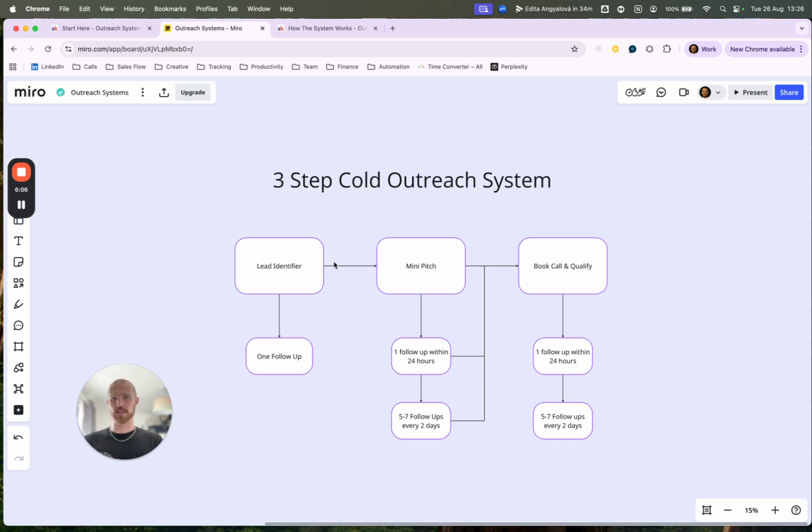So, guys, that is the entire system. Lead identifier with 1 follow-up. If they don't respond, we put them in a re-engage, and then we use the intent-based outreach to reach out to them. All right. If they say yes to the more information with the identifier, we literally just send the mini pitch. If they don't respond, 1 follow-up in 24 hours, and then 5 to 7 following up every 2 days. And then again, if they say yes to the mini pitch, you go for the booking call / qualifying. And again, if they don't answer to that, 1 in 24 hours, and then 5 to 7 follow-ups every 2 days. All right, guys, that is the system.